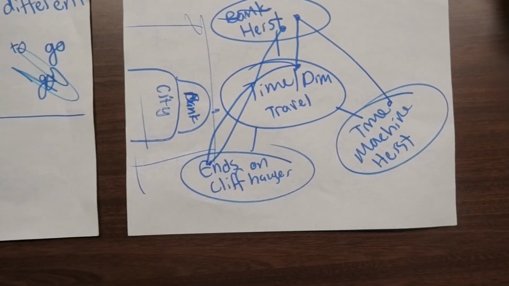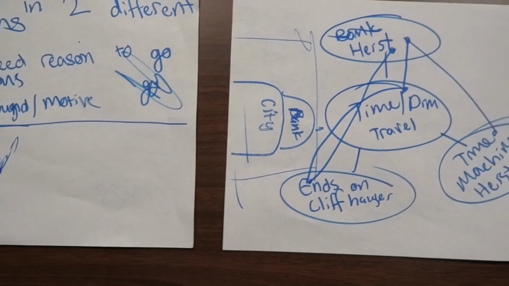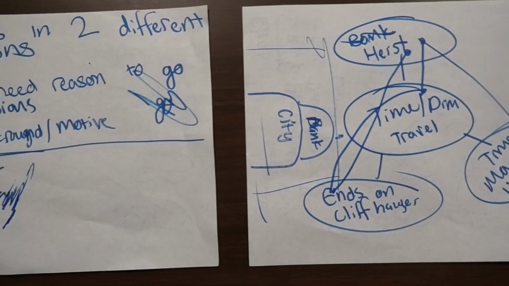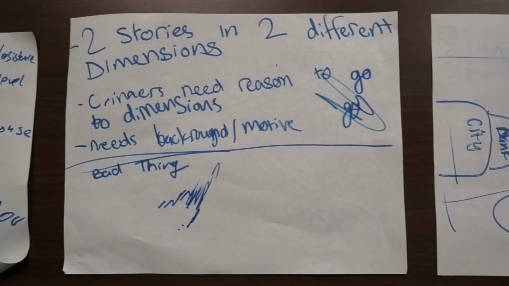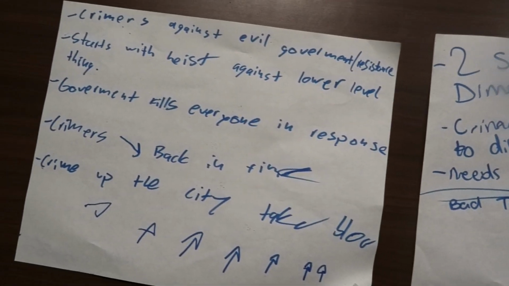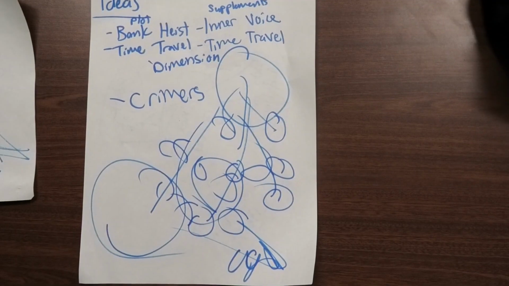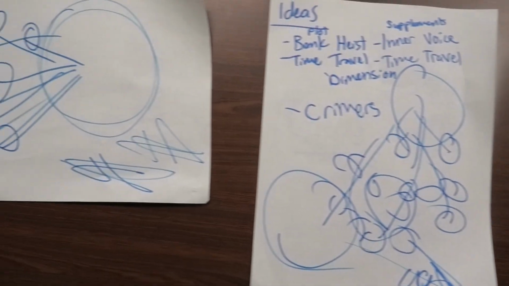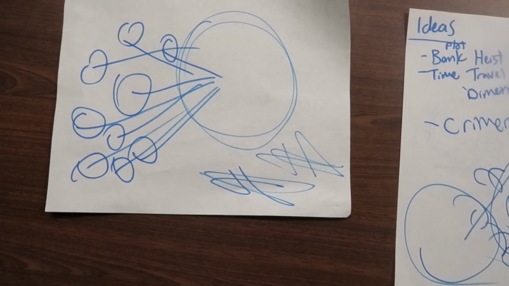So first we got Crimers, which is Vinny and Silas against evil government. We got starts with heist, then against lower level stuff. Government kills everyone in response. Crimers go back in time. We got two stories in two different dimensions. Crimers need reason to go to dimensions. Needs background and motive. We got bank heist, inner voice, time travel.